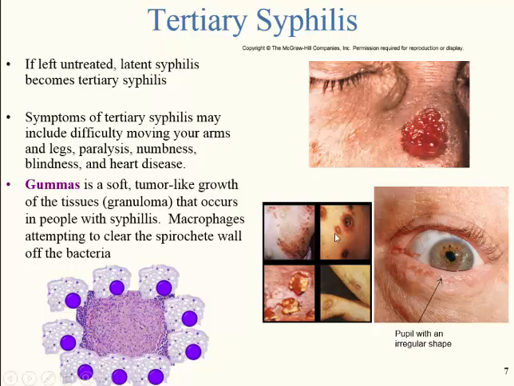And so it's very deforming. These are gummas shown on various parts of a person's body. And then, of course, syphilis is one of the few diseases that can actually be diagnosed with an eye exam. So it causes an irregular pupil shape.